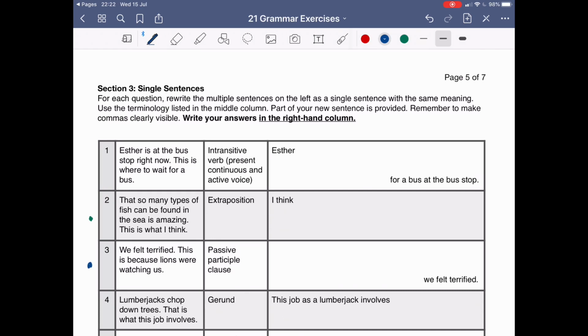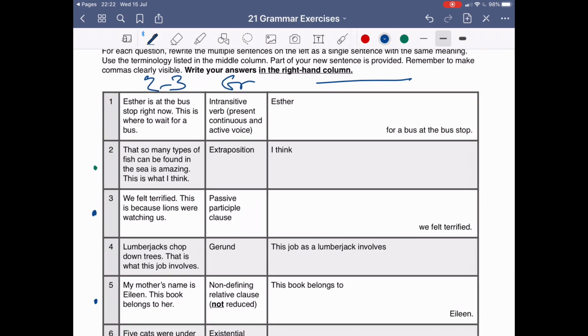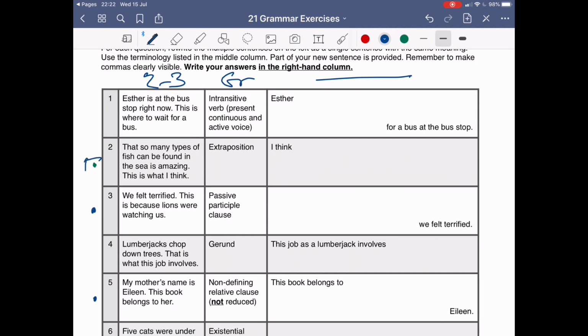Section 3, single sentences. So on the left you've got 2 or 3 sentences, you've got the grammar that you need, and then you have to create one sentence with the same or very, very similar meaning. Okay. All the green ones we'll be looking at after the next class.